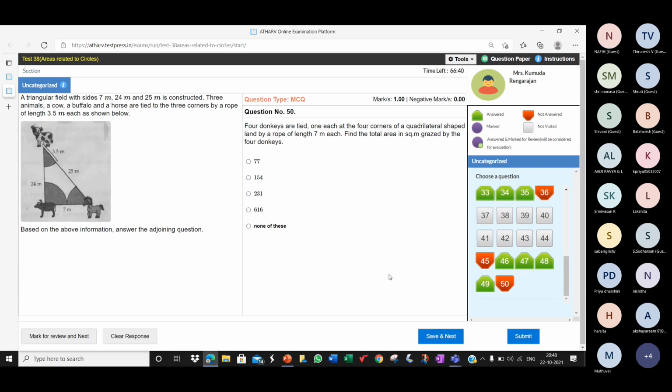Same direction, they've given you this question also. 4 donkeys are tied to the 4 corners of a quadrilateral shaped land by a rope of length 7 meters. Find the total area grazed by the 4 donkeys.